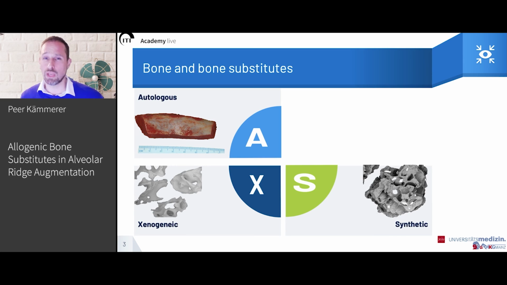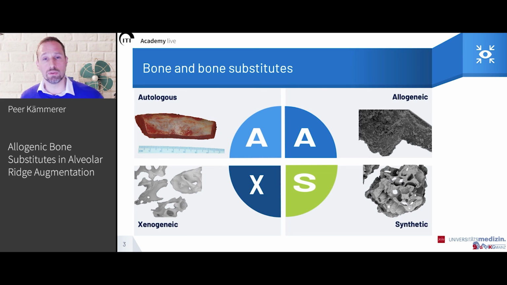But you have to keep in mind that harvesting of autologous bone always has the limitation of donor site morbidity. The fourth part is allogenic bone, and this is in the center of this webinar today.